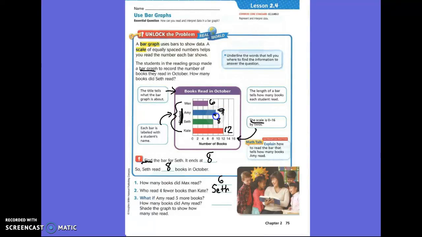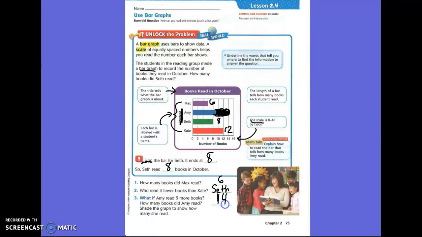Now you are going to have to make it to 14. You have to color it in now. You're making the bar farther. With your pencil. Do you erase our number? Or you can just color over it. And then how many books would she have read?